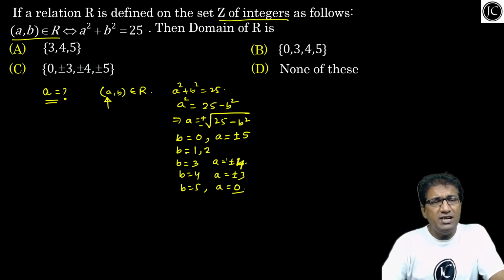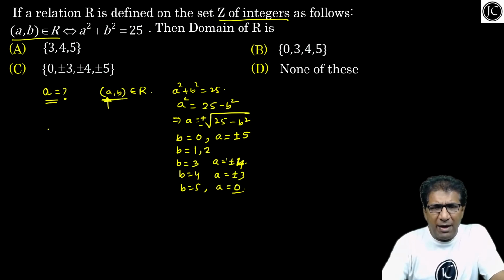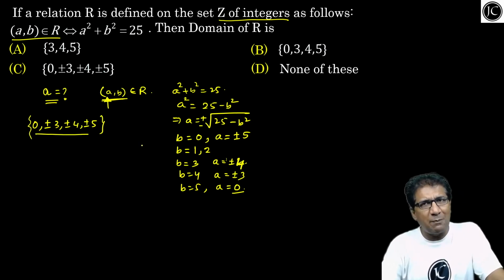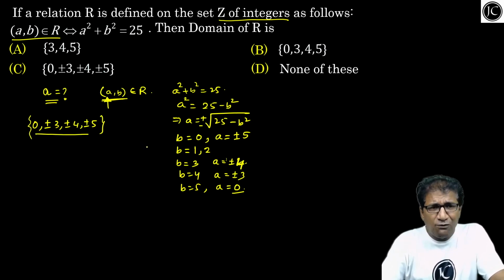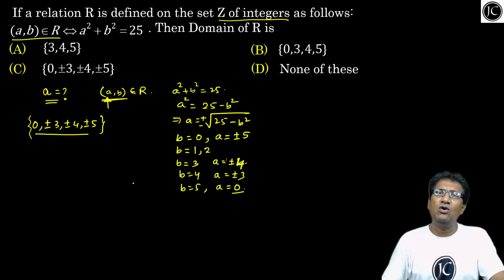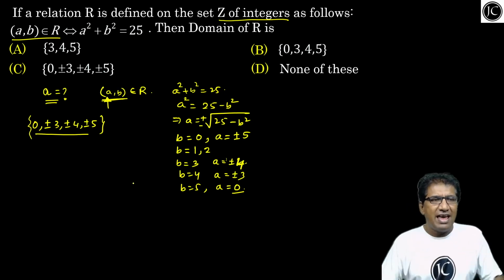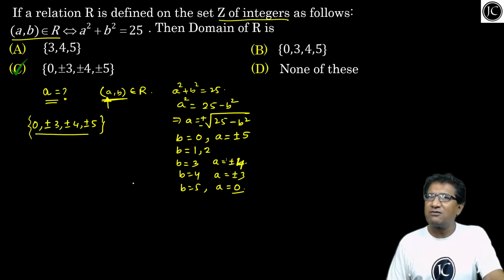The first coordinate of the ordered pair A, B will be 0, plus minus 3, plus minus 4, and plus minus 5, right? So these are the first coordinates of the ordered pair A comma B. Therefore, the domain of the relation R is nothing but 0, plus minus 3, plus minus 4, and plus minus 5. Hence option C is correct for this problem, right? Let us take another one.